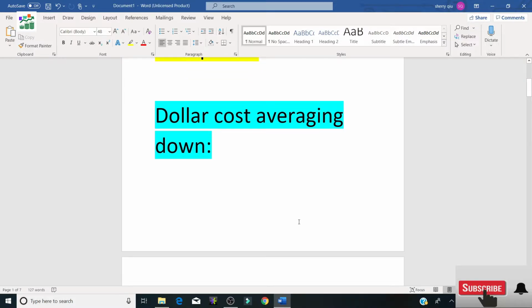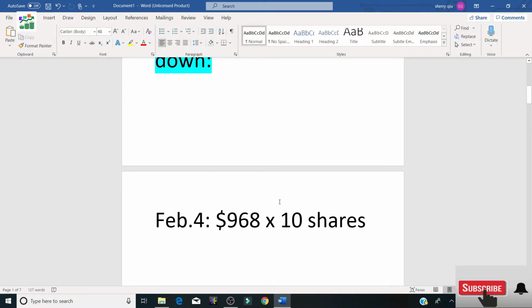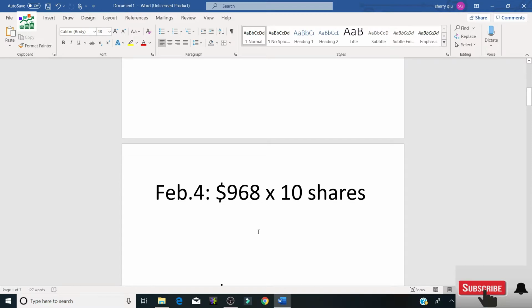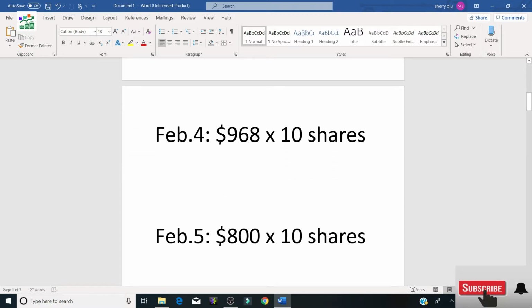The first person used the dollar cost averaging down method. So he never bought any Tesla stock before, but he has FOMO. Everybody is buying, so he has a fear of missing out. So he went in on February the 4th and bought 10 shares at the highest high of $968. Then the stock crashed and it never went up beyond that. But he wasn't panicking. He did not jump out of the window.